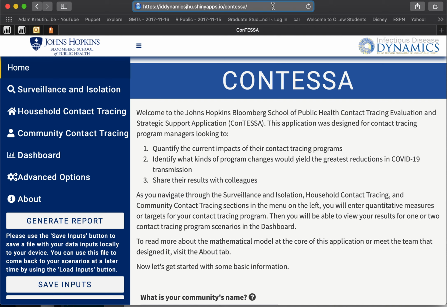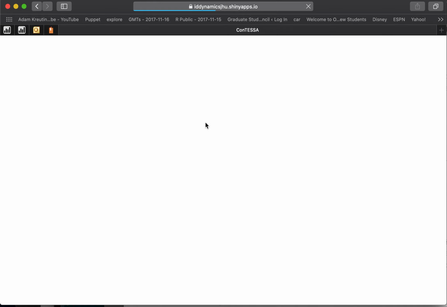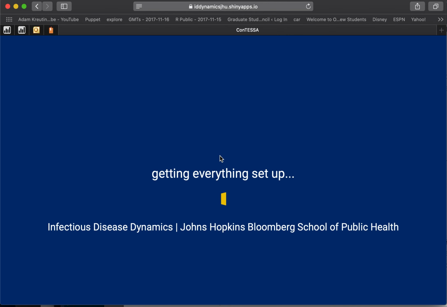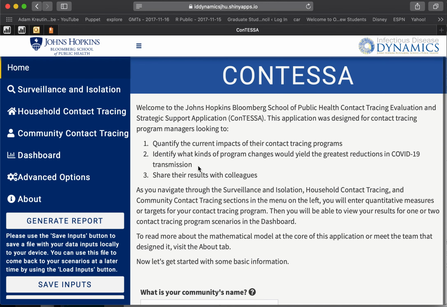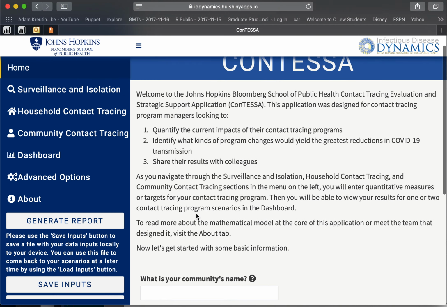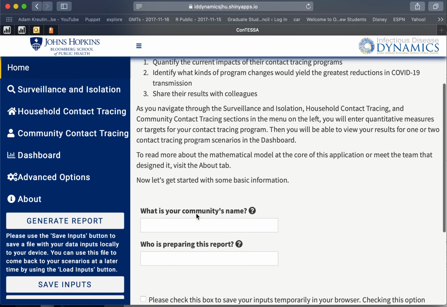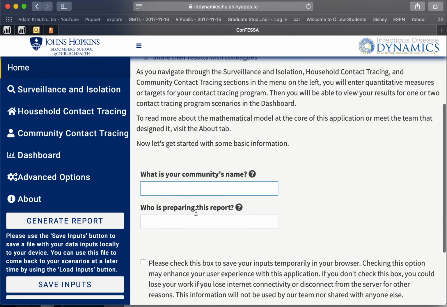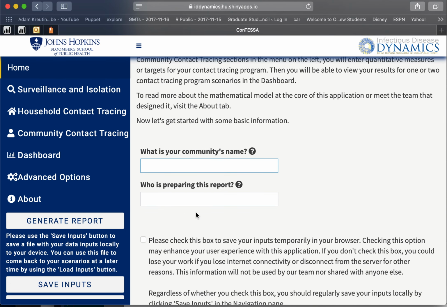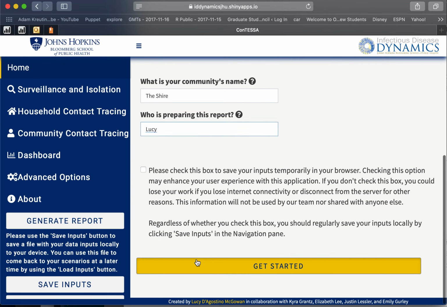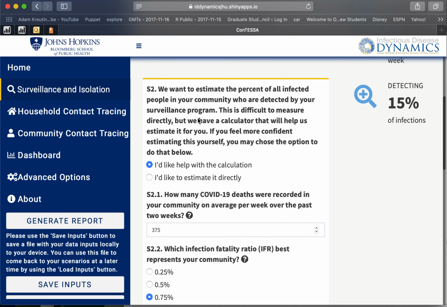All right, so you can get to this application by going to iddynamics.jhu.shinyapps.io/ConTESSA, and that will take you to this Shiny application. And so the first thing that you're faced with is basically the landing screen where you can put in your community's name and your name. And so I'm going to say I'm doing this for the Shire, and my name is Lucy. And then you can get started, and it'll bring you to this first page.